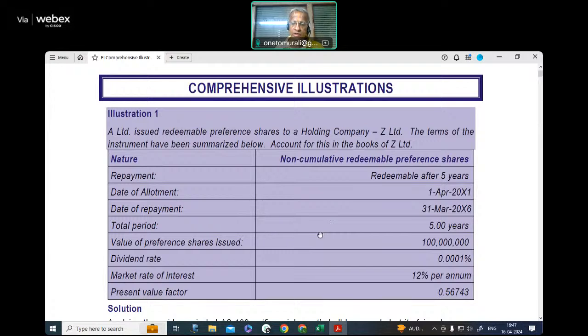And dividend rate is 0.0001% and market rate of interest is 12%. Present value factor is 0.56743. On the same lines as we have just done in the earlier case, we can do this particular case. So the question is about A Limited issuing redeemable preference shares to its holding company Z Limited. Account for this in the books of Z Limited.